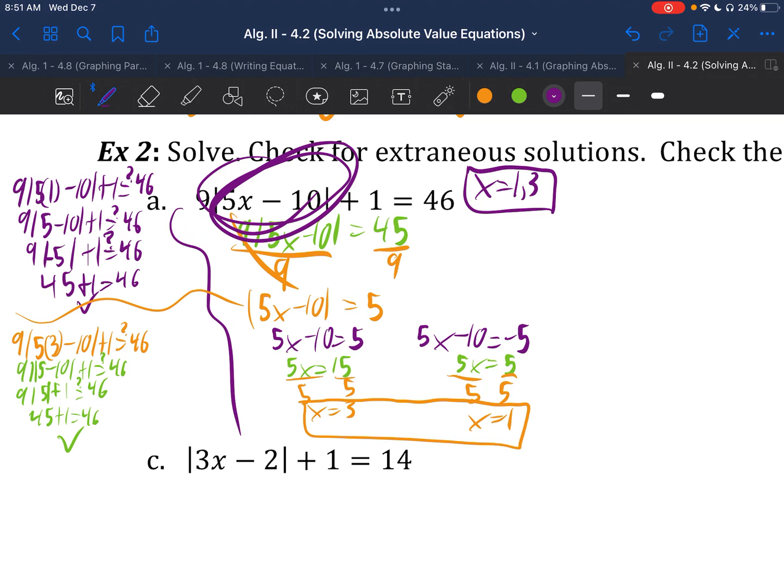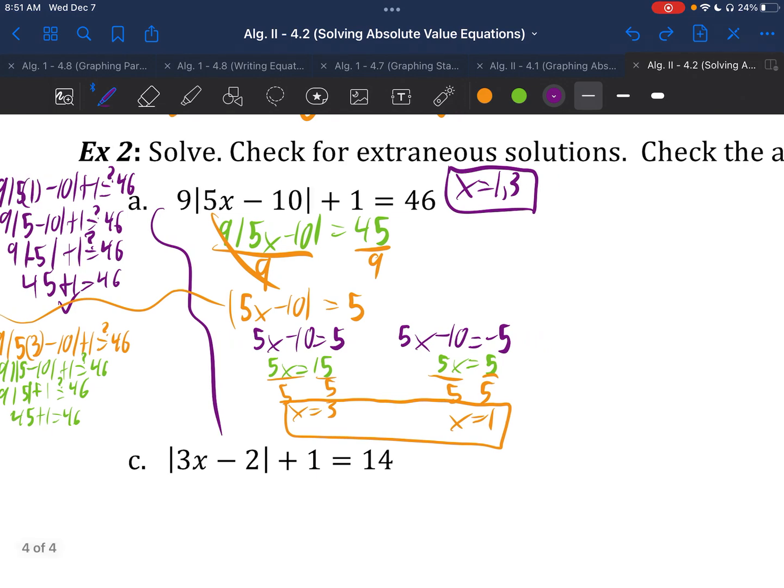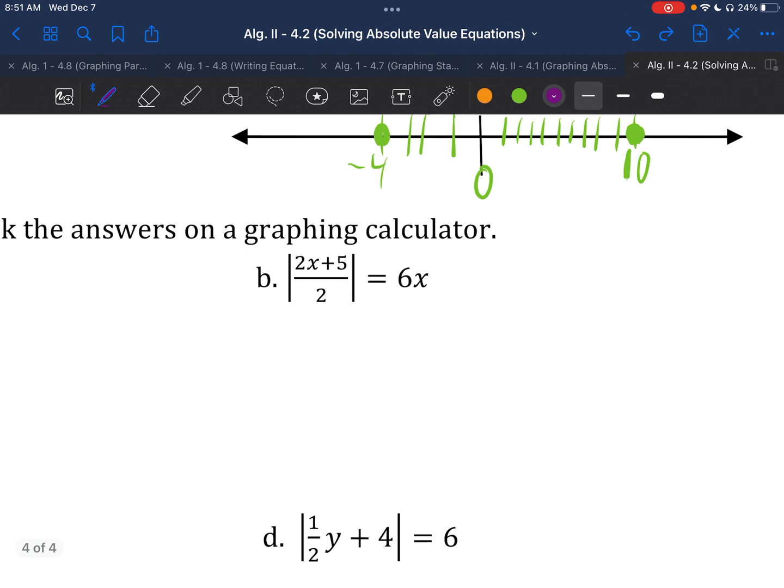So to recap our solving, we had to get the absolute value part by itself by first subtracting 1 and then dividing by 9. Then we're able to split it into two different equations, so we did just that, one positive 5 and one negative 5 on the right-hand side, where the left-hand side stays unchanged.